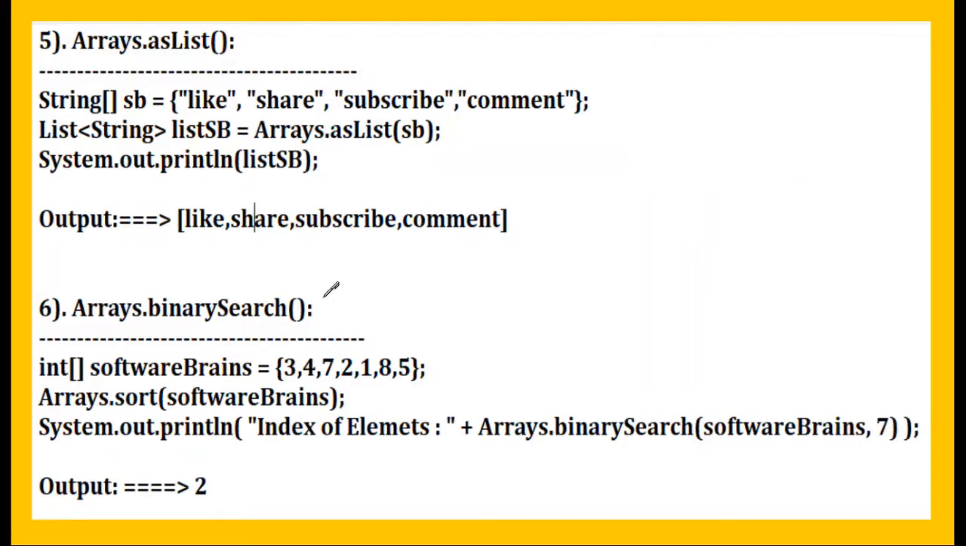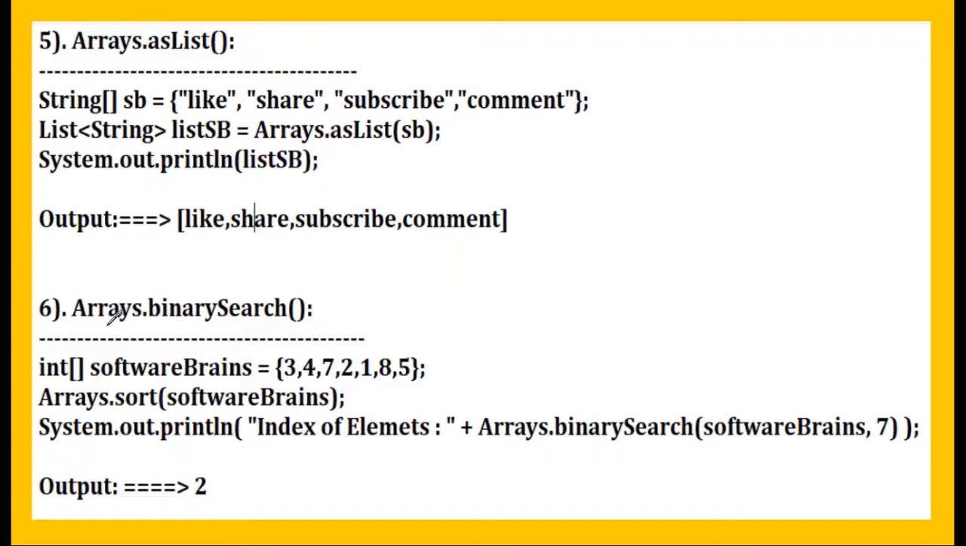So moving on, the next method is Arrays.asList. I have taken a string array with the elements share, subscribe, comment, and I just want to convert this array to a list. Simply, I am using Arrays.asList, passing my string array here, and it converts it into a list of strings. Then I can directly print my list. My list name is listSB, and System.out.println(listSB) would give me an output in the following form. See, it would print a list like share, subscribe and comment.